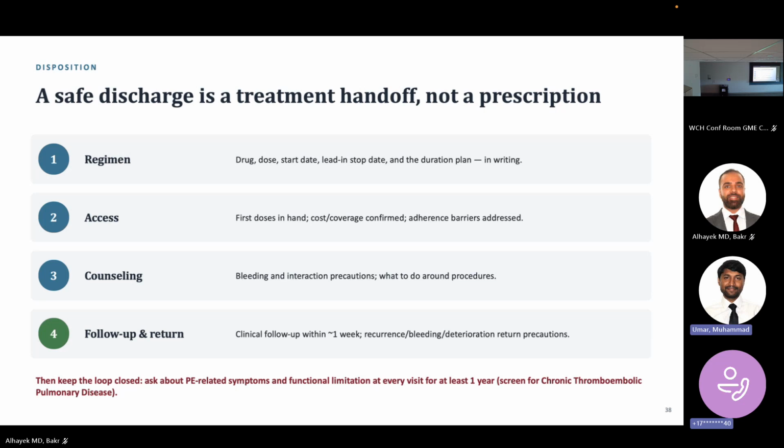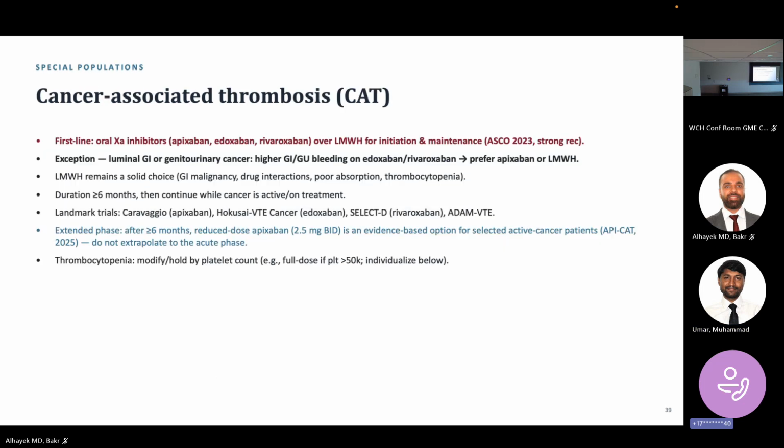Okay, so when discharging a patient, you always need to make sure they're safe. They know what they're taking. They know the dosage. They know when to take it. Do they have access to it? Of course, you're going to tell them about the side effects. If they have bleeding, altered mental status, or any signs of intracranial hemorrhage or anything like that, you give them or their families directions on where to go.